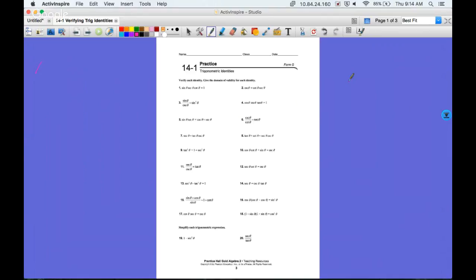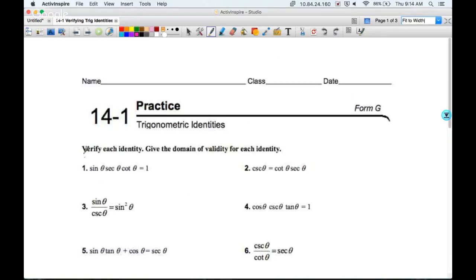Give you guys a couple days to get this one done. So really I'm hoping to see good quality work. Your work should be done on a scratch piece of paper and stapled to this, just because there's not enough room to really verify each of these and give the domain of validity.